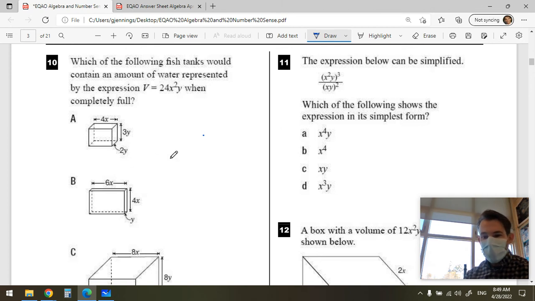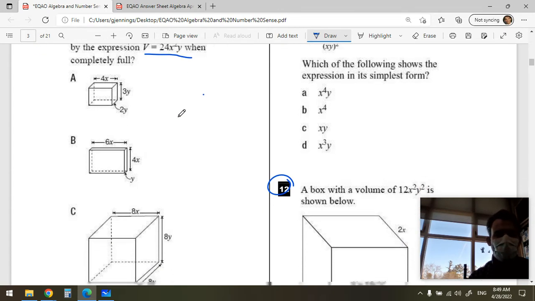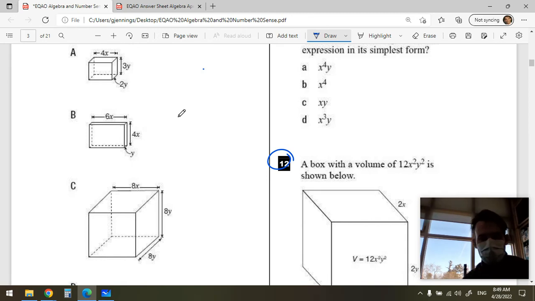Hi, everyone. On the EQAO test, you're going to find volume and area questions that are going to challenge your algebraic ability. For example, we're going to take a look at questions 10 and 12 and a few of these questions in a row just now. So here, this fish tank has a volume 24 times x squared times y.